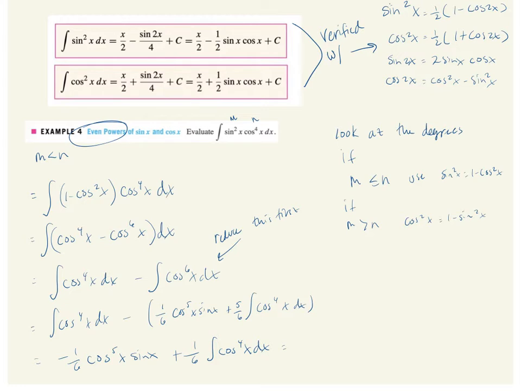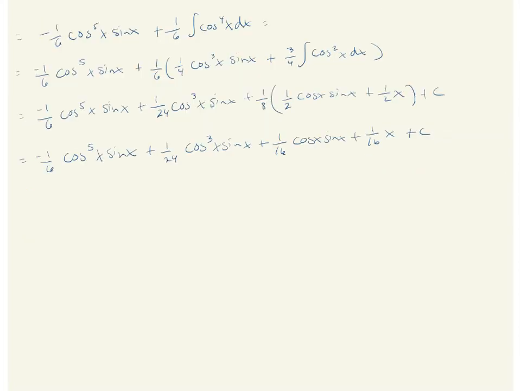And now I'm left with negative 1/6 cosine to the 5th x sine x plus 1/6 times the integral of cosine to the 4th x dx. So I'm going to have to still reduce again, but at least I'm down to just two terms. I continue my work on the next page. So that reduction for the cosine to the 4th is 1/4 cosine cubed x sine x plus 3/4 integral cosine squared x dx. As I go down each line of work, I continue to bring everything with me.